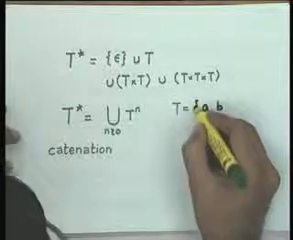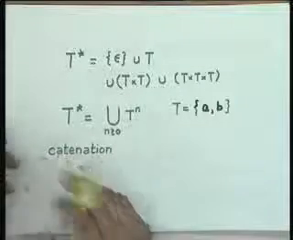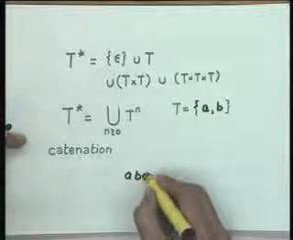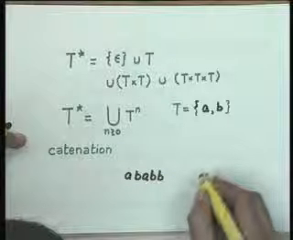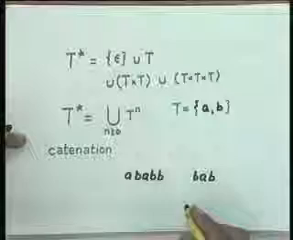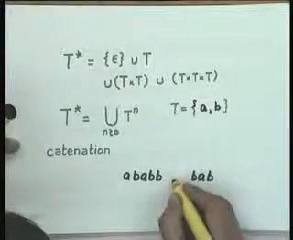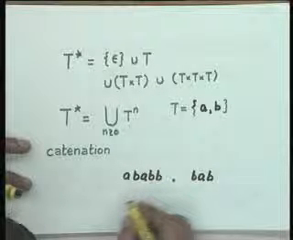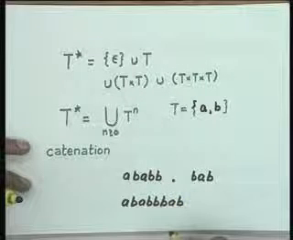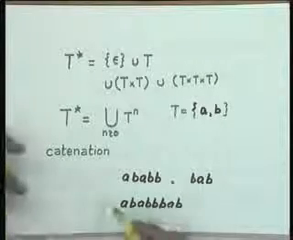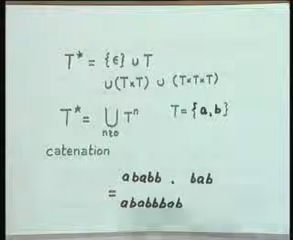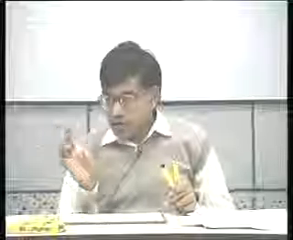So I can take a string in T star. Let's say A B A B B. Let me take another string, let's say B A B. The operation of catenation, which I'll denote by just a dot for the moment, is just to produce the string A B A B B B A B. So the operation of catenation just juxtaposes the two strings. It's a binary operation on strings. It just puts those two strings together and gives you a new string.